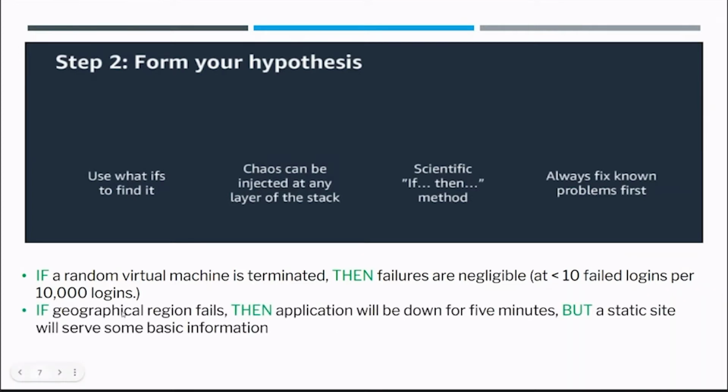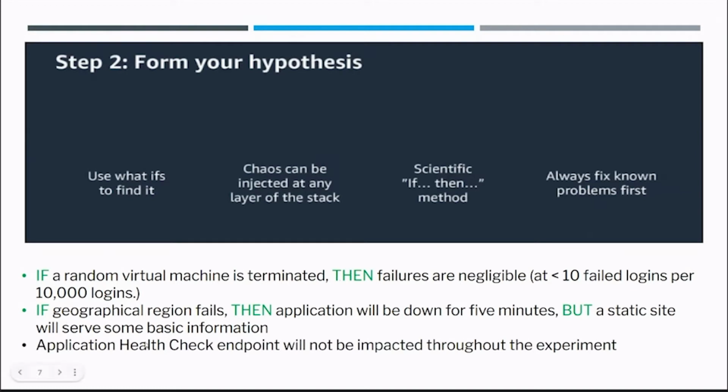Or if a geographical region fails, then the application will be down for 5 minutes, but a static site will serve some basic information. You are the guys who build C Pro and you know the application inside and out. So it's very easy for you guys to build a hypothesis, and it's always in the scientific method. The first thing is always to fix the known problems first, and after that you do the hypothesis. Okay, moving forward, there are a few more examples for your hypothesis.